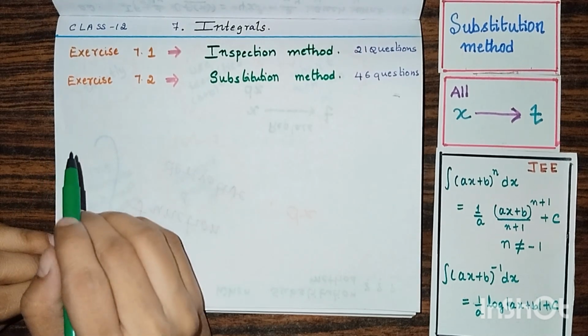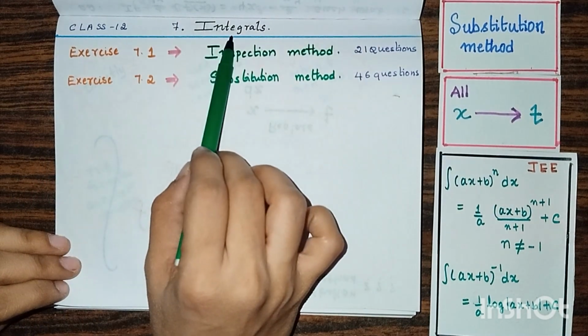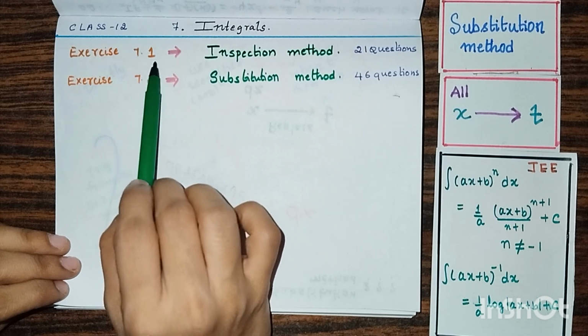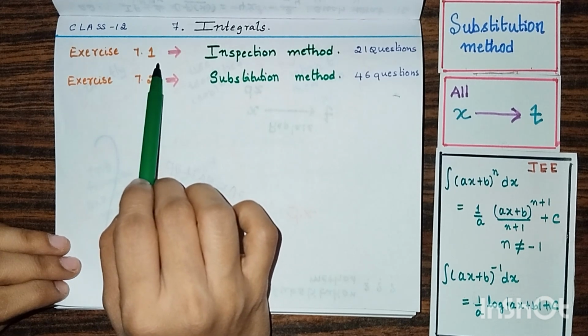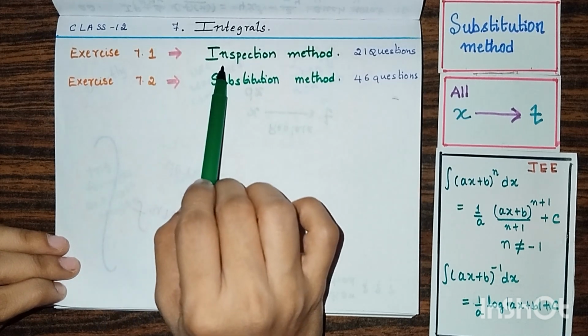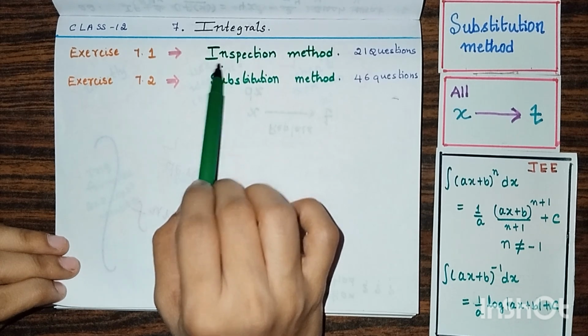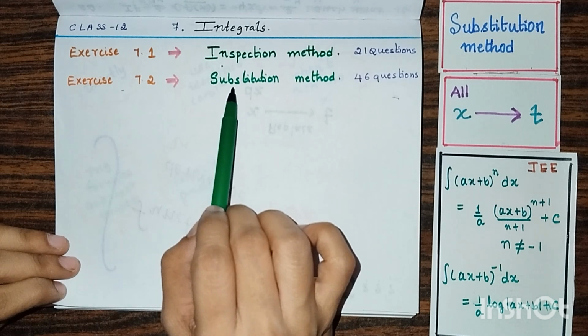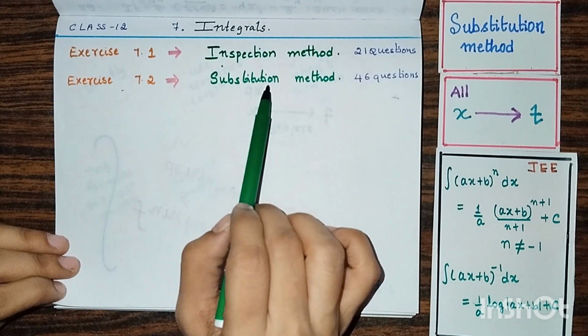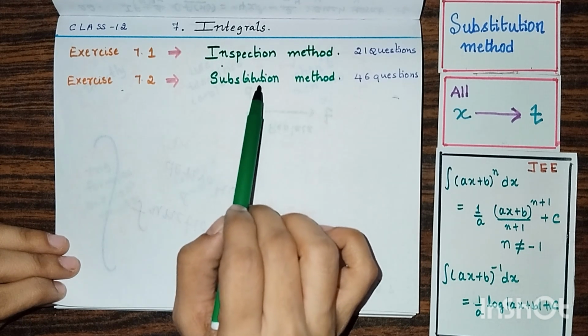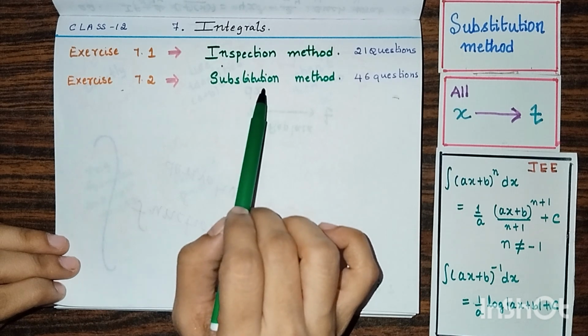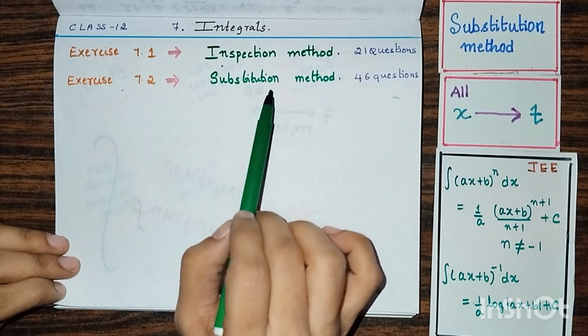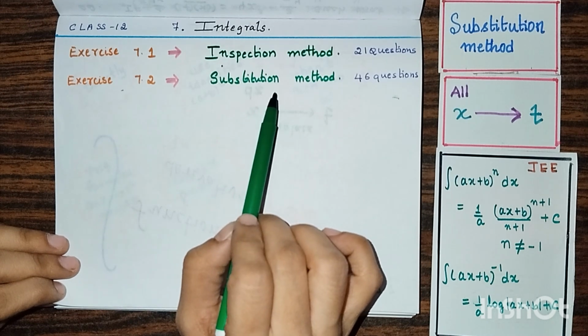Welcome you all. From the 7th chapter, integrals, we have completed exercise 7.1. By applying the inspection method, we found integrals of the given functions. In exercise 7.2, by applying the substitution method and then the inspection method, we solved 5 questions. We found integrals for the first 5 functions. Now we will solve the 6th one.